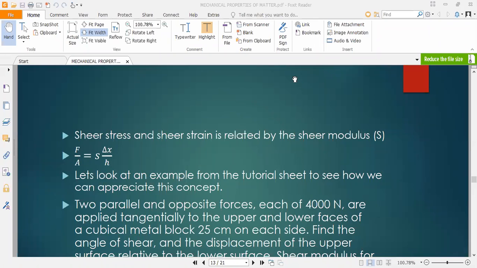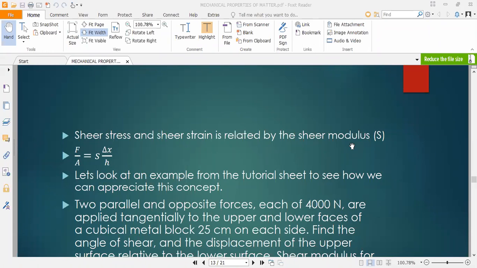So yeah, we are talking about shearing stress, and we have said that it is related to shearing strain by this shearing modulus. Again, what we can say about shearing modulus is that it is the measure of how hard it is to shear an object.